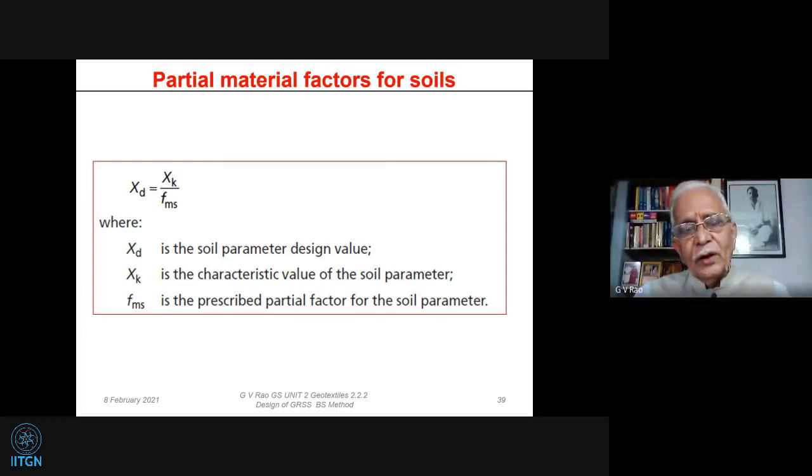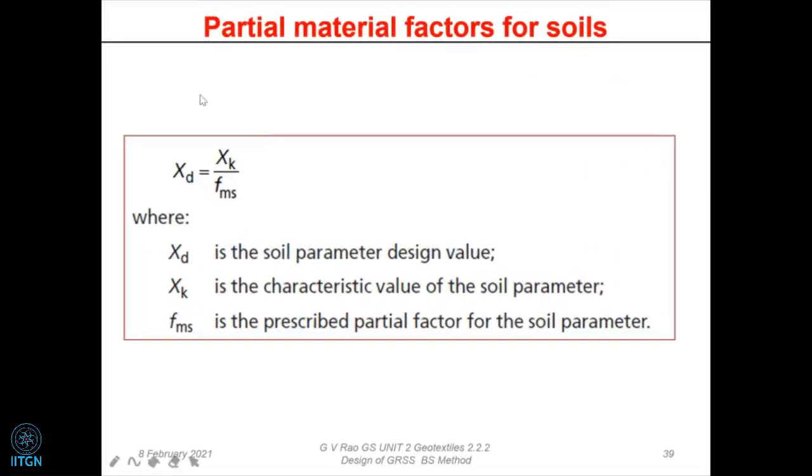Then we had also developed these partial material factors of safety, and we discussed in some detail the partial material factor for geosynthetics. We will discuss again, maybe in the third lecture from now, how to deal with that and how to obtain the design strength. Then we have also got partial material factors for soils. This we have seen also.